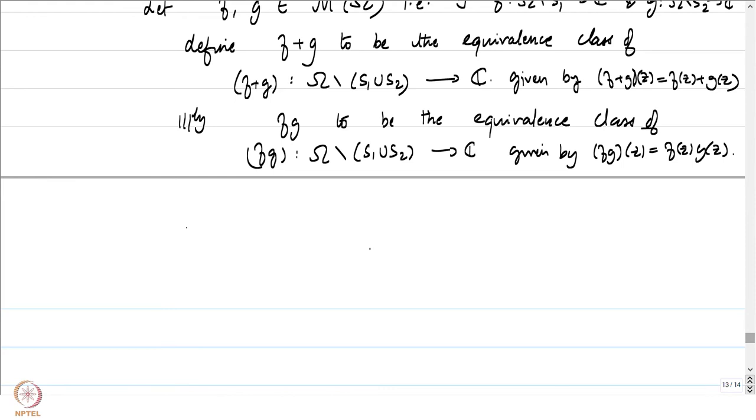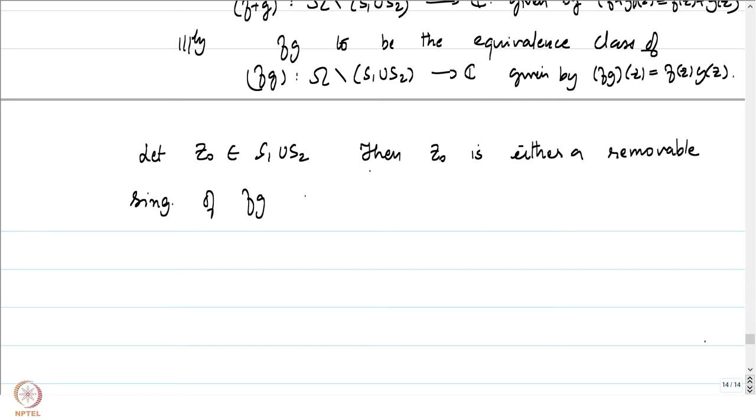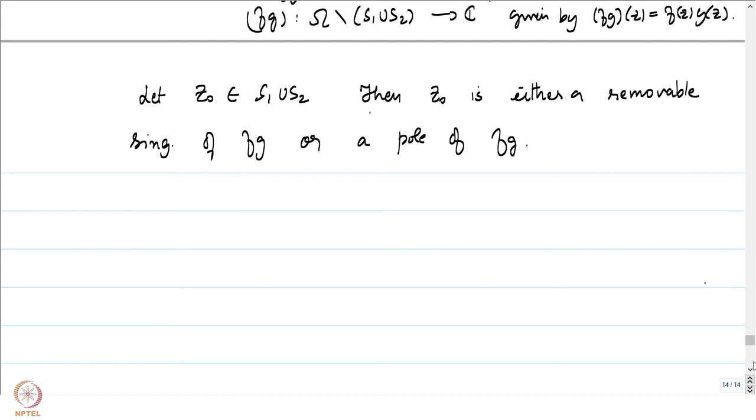So, the claim is: let z0 be a point in S1 union S2, then z0 is either a removable singularity of fg or a pole of fg. The first thing to note is that because S1 and S2 are both discrete, an exercise earlier tells us that S1 union S2 is also discrete. So, that is already taken care of. We just have to look at whether it is a removable singularity or a pole of fg.